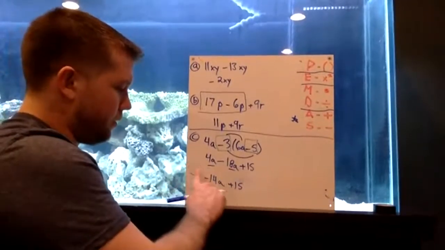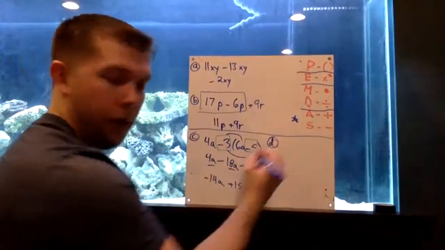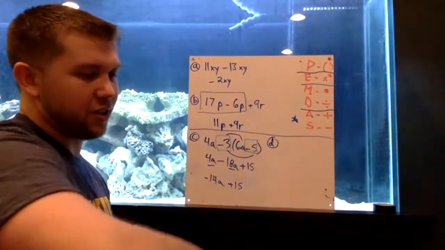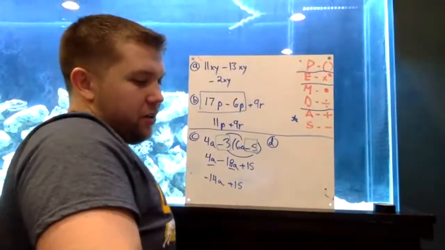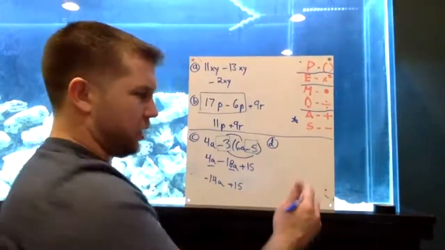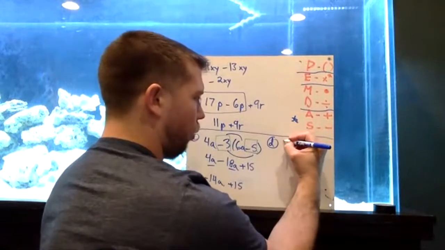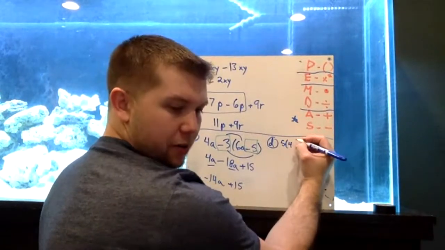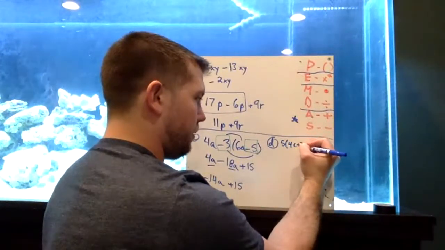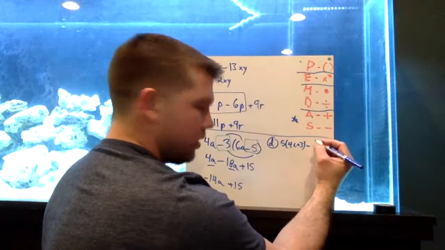Okay, I'm going to move D to here. Okay, so the last one, oh my gosh, same deal. There's a lot going on here. And again, we've done a lot of practice problems like this in my class for a warm-up. Okay, so 5 times 4c plus 3 minus 7.